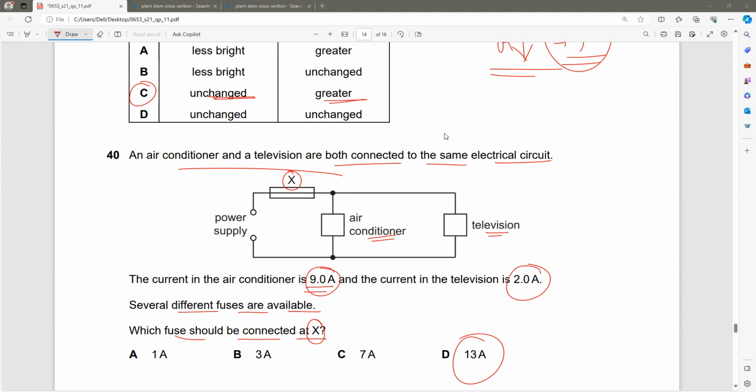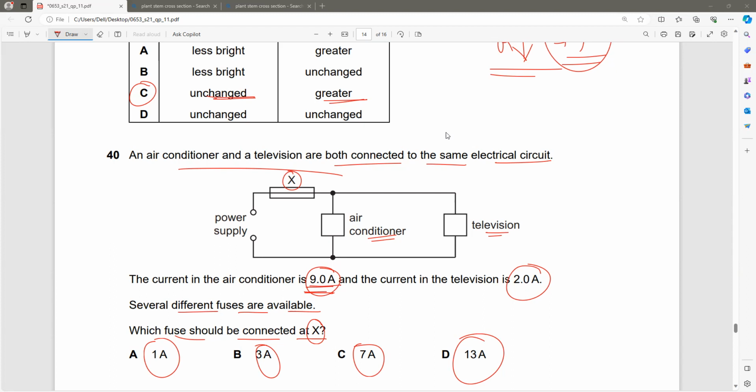Yes, Pugal. So the current in the air conditioner is 9 ampere. If I choose a 1 ampere fuse, 3 ampere fuse or 7 ampere fuse, what will happen? It will melt before reaching its point. Am I right or wrong? Yes, please. We have to choose a little bit more.